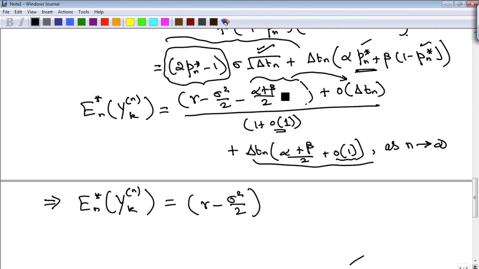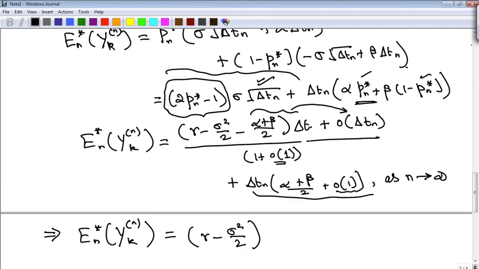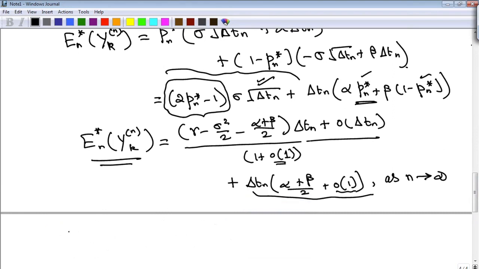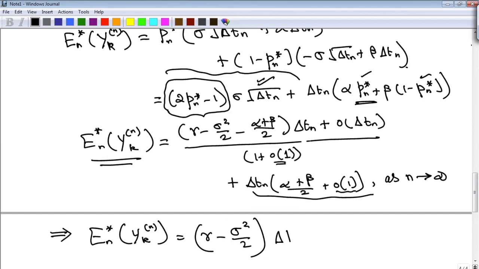Sorry, this is actually the common delta Tn. Now, this expression can be rewritten as En star of Ykn is equal to the first term, minus sigma squared by 2 into delta Tn.